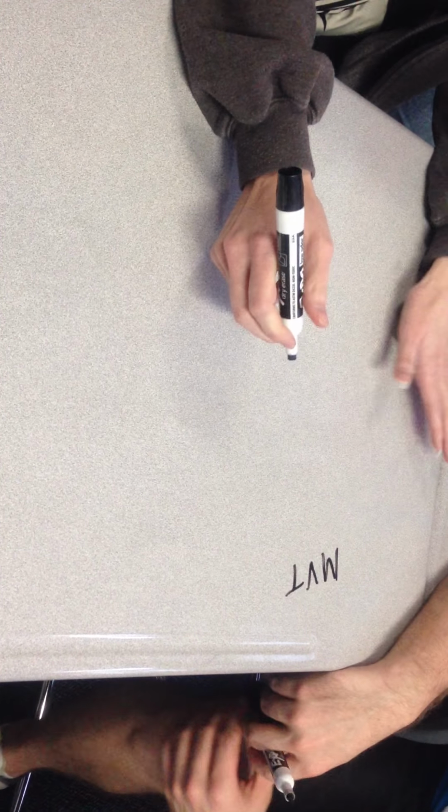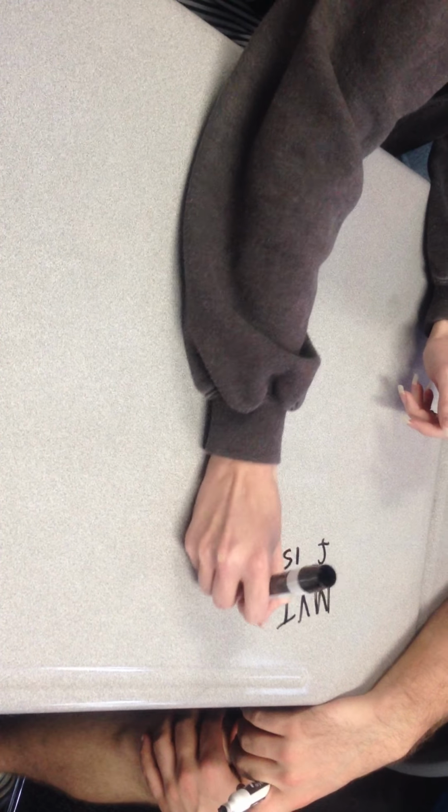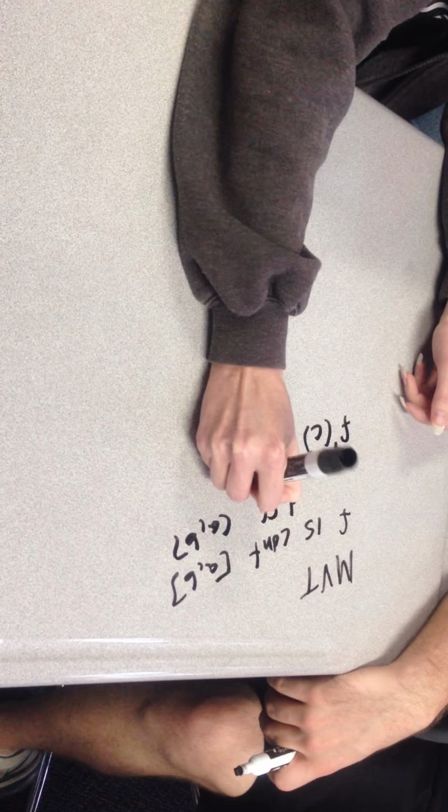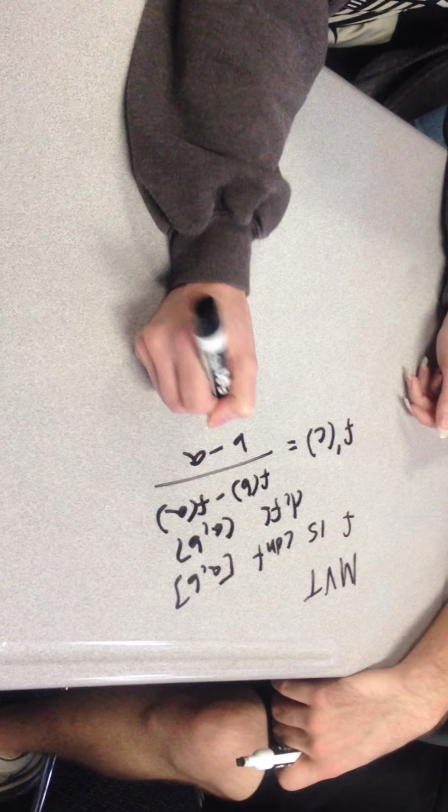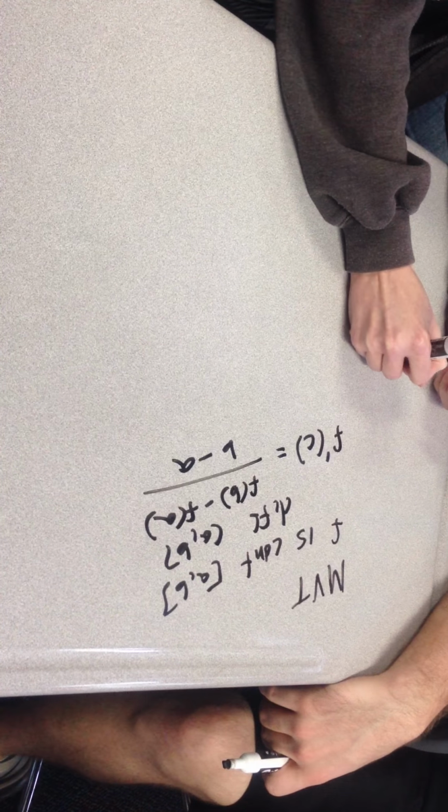Then, mean value theorem. Okay, again, it says that f is continuous on the closed interval and differentiable on the open interval. And it says that f prime of some number c is equal to f of b minus f of a over b minus a. To do this, I'm going to give you a function f.